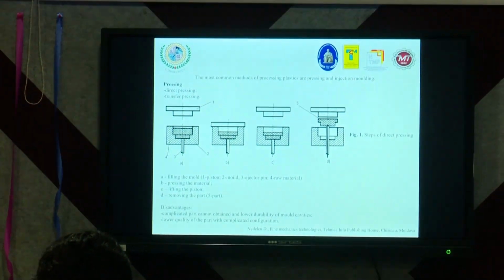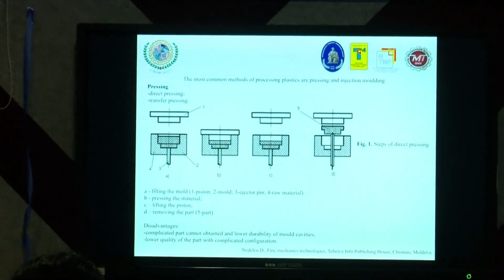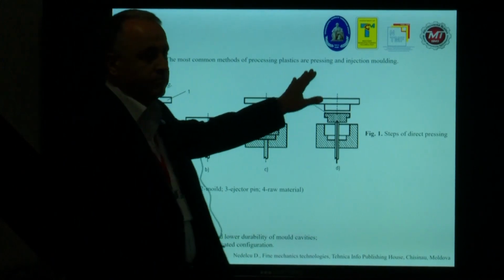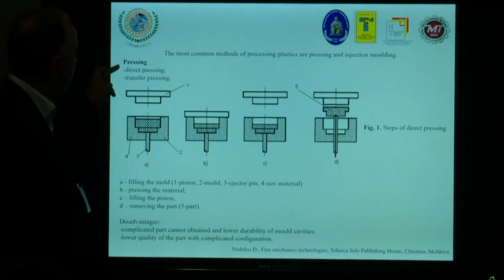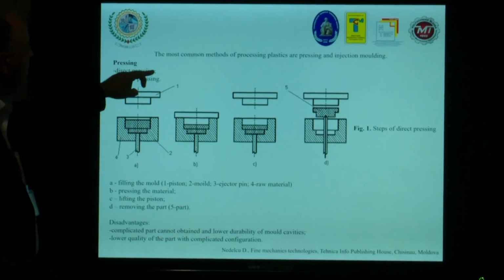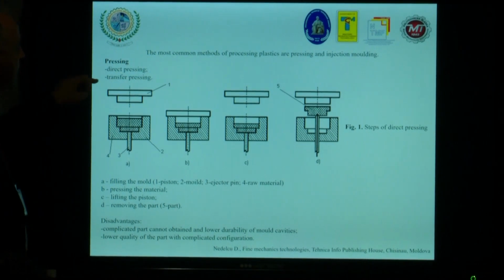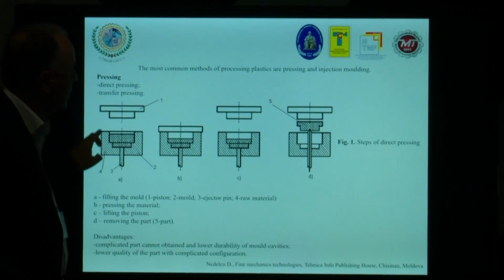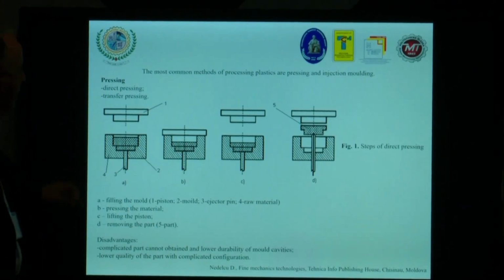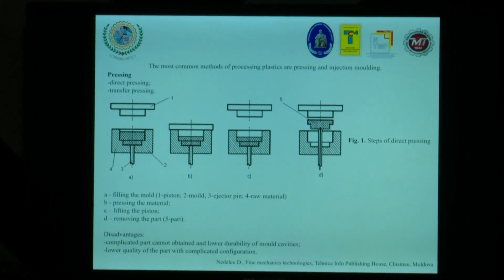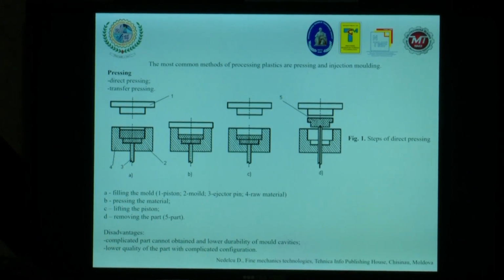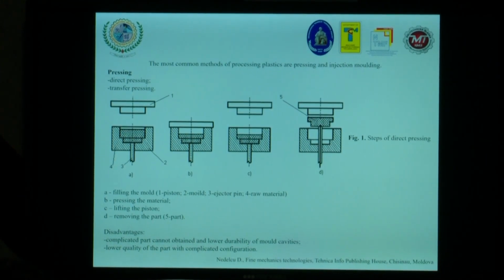So the most common methods of processing plastic materials are pressing and injection molding. The pressing we can split into direct pressing and transfer pressing. You can see, on figure 1, the steps of direct pressing. This technology is quite easy to use, and it's the simplest technology.